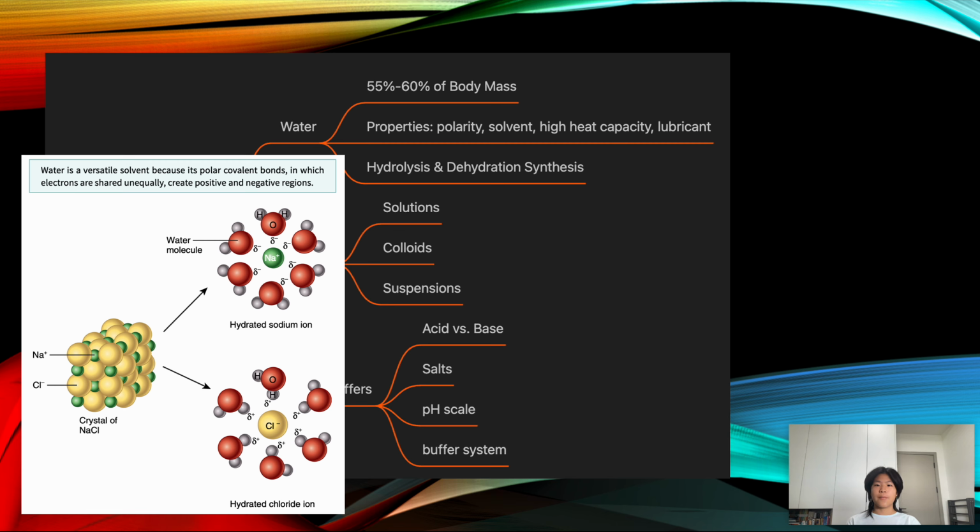Substances that are charged or contain polar covalent bonds are called hydrophilic substances because they combine with water and dissolve easily. We also have hydrophobic substances that are not really soluble in water, and these are usually nonpolar substances.